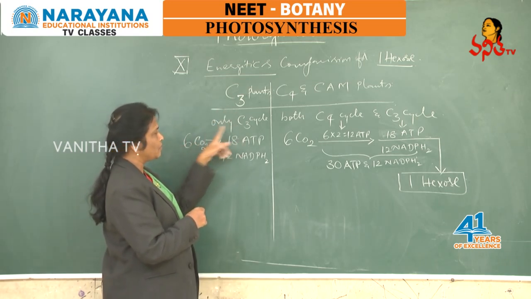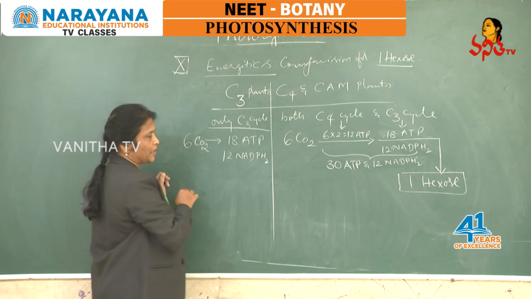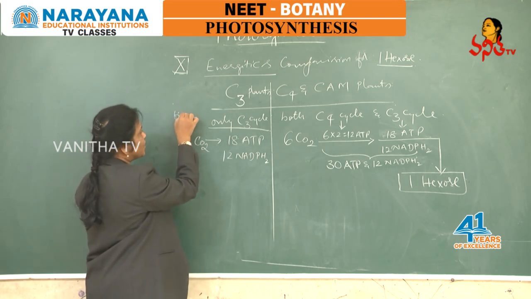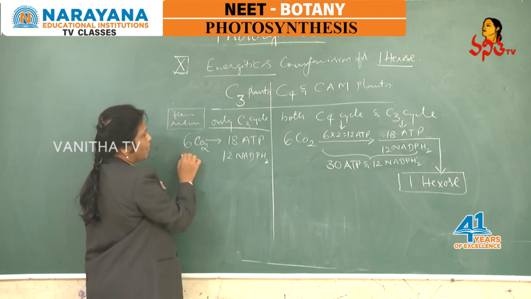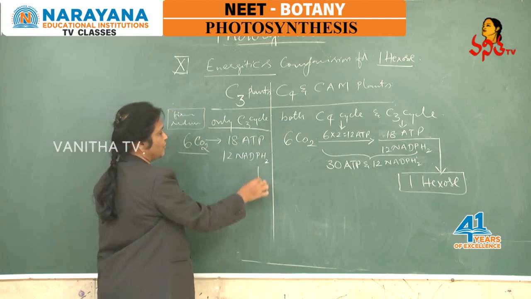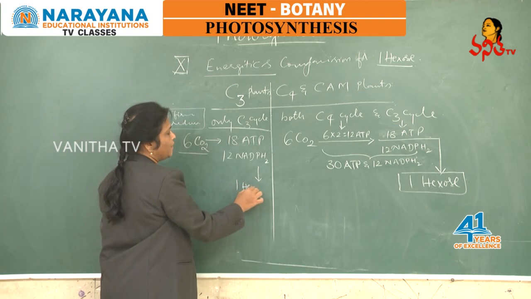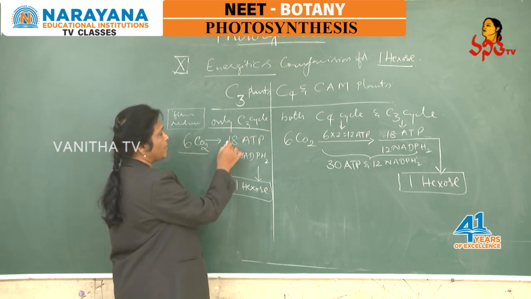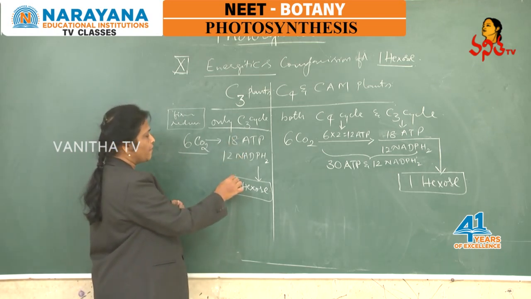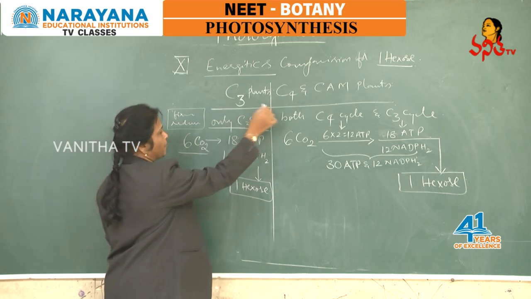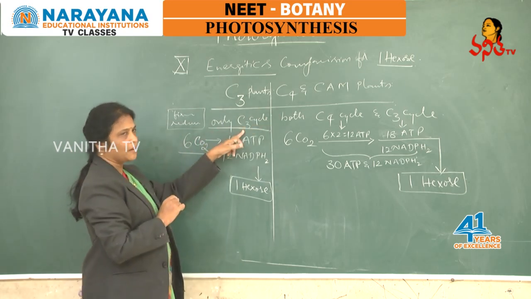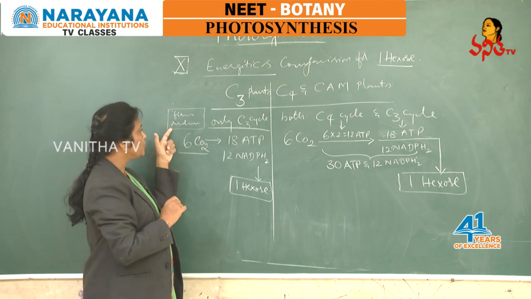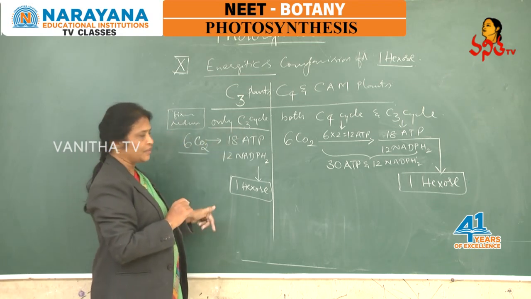In C3 plants only the C3 cycle takes place, that is for both fixation as well as reduction. And for the fixation and reduction of 6 CO2 molecules into 1 hexose, we already calculated that 18 ATP and 12 NADPH2 are utilized. That is the assimilatory power required for the synthesis of 1 hexose in C3 plants, as they perform only Calvin cycle reactions, and both fixation and reduction occur in the Calvin cycle.